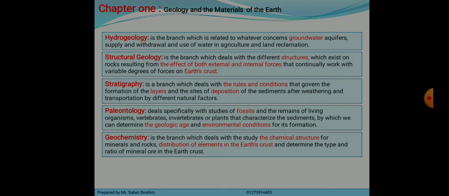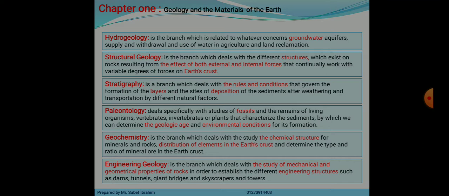Geochemistry is a branch which deals with the study of the chemical structure of minerals and rocks, the distribution of elements in Earth's crust, and determining the type and ratio of mineral ore in the Earth's crust. So geochemistry deals with the chemical structure of minerals and rocks and the distribution of elements in Earth's crust.